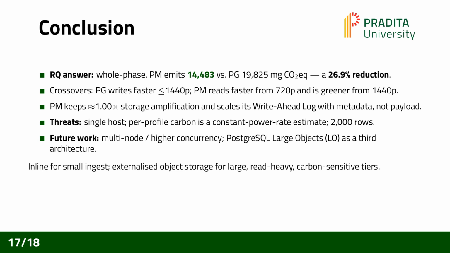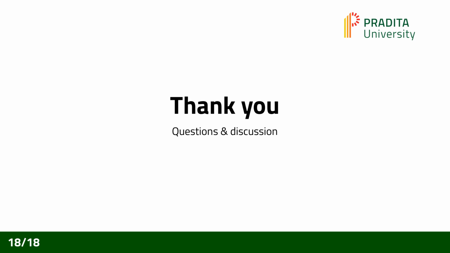payload. We're candid about the threats to validity. This is a single host. The per-profile carbon uses a constant power estimate, and we tested 2,000 rows. For future work, we'd like to explore multiple nodes and higher concurrency, and add PostgreSQL large objects as a third architecture. But the practical rule of thumb is simple: inline for small ingest and externalized object storage for large, read-heavy, carbon-sensitive tiers. That brings me to the end.